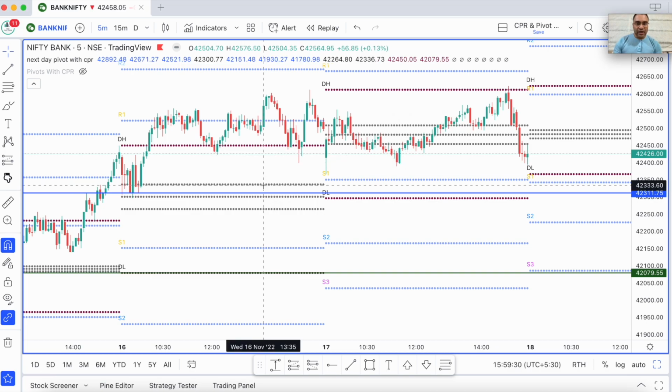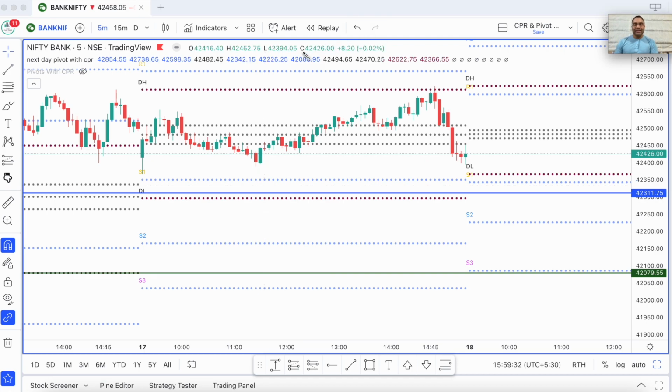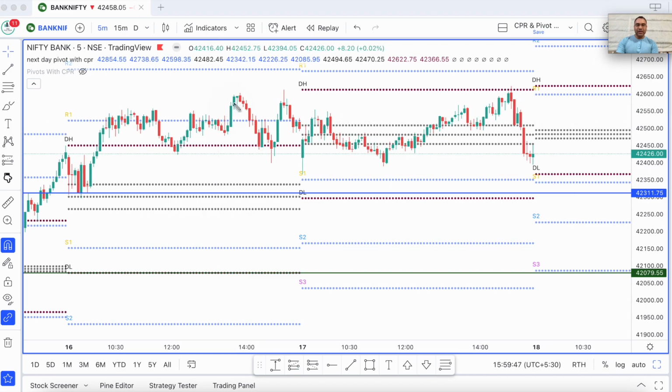Correct? So here, that is what I had said in the morning, that we have a CPR here, and in spite of the fact that the CPR was broken here, I still was not bullish on Bank Nifty here. And the simple reason being that I did not see Bank Nifty really strong anywhere above this particular high here, because you can see here, correct?